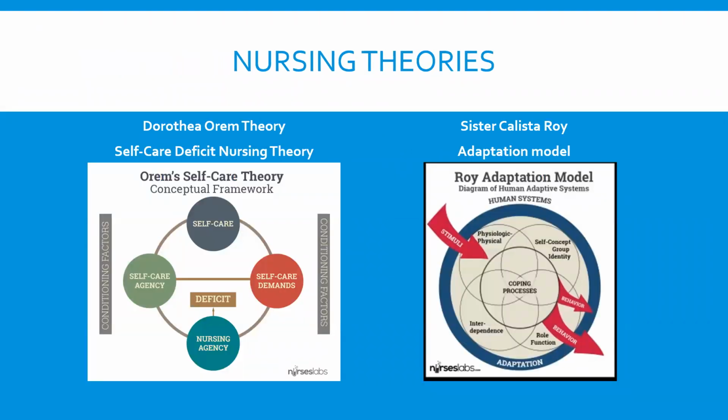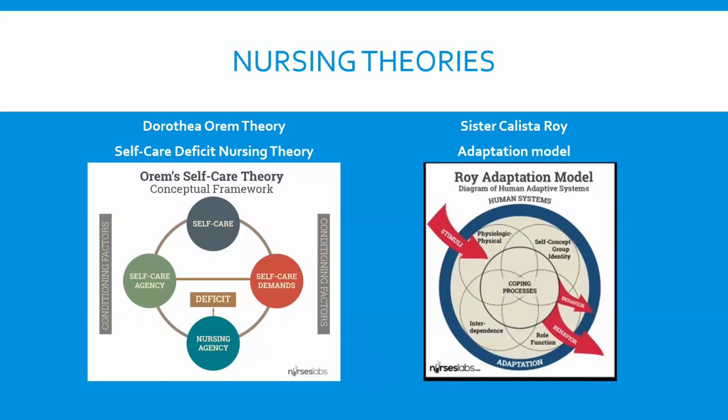Lastly, we have Dorothea Orem and Sister Callista Roy's theories. Dorothea Orem's theory, the self-care deficit nursing theory, is a conceptual framework that helps us to identify when we need to go from self-care to actual treatment. In self-care, we have our self-care demands and our self-care agency. Our self-care agency is our ability to engage in self-care. Typically, our self-care demands and our self-care agency need to be balanced. When it's not balanced and our self-care demands become more prominent than our agency, that's when we need nursing intervention.